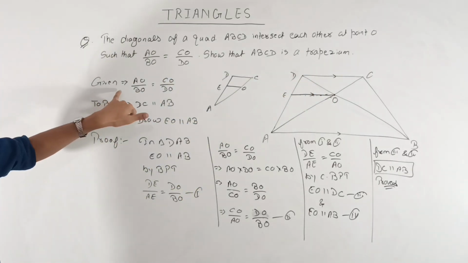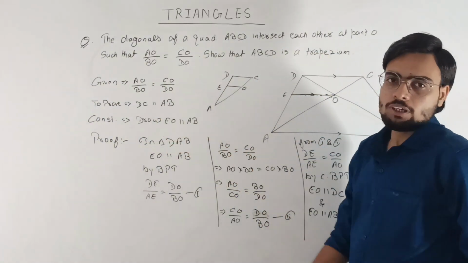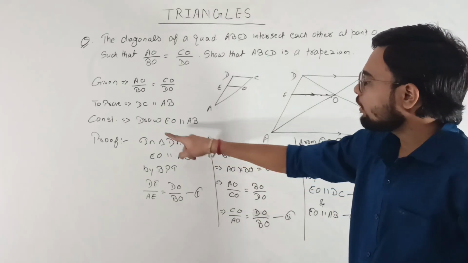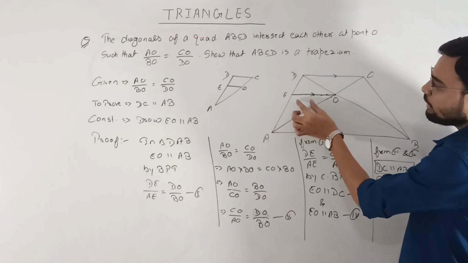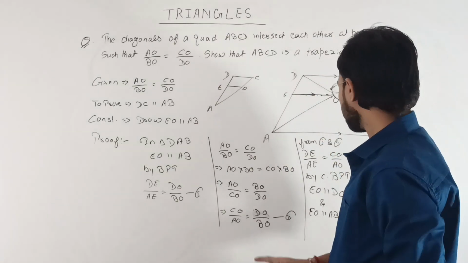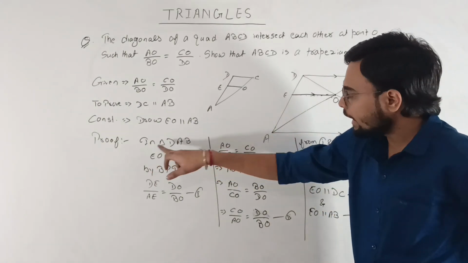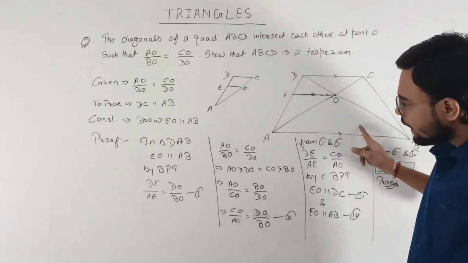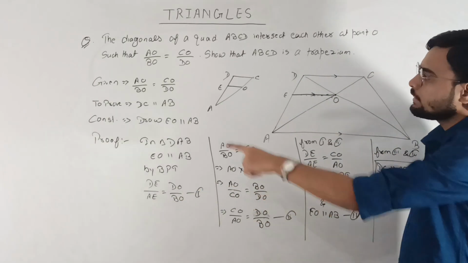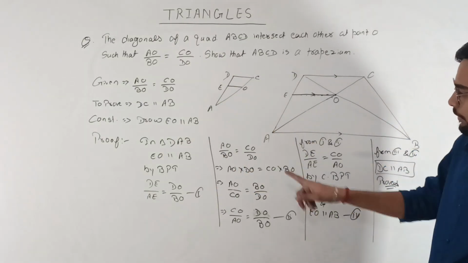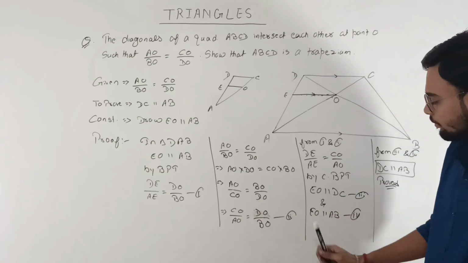Now look, first I write what is given, that is AO upon BO is equal to CO upon DO. We have to prove that DC is parallel to AB. So for this, first I draw one construction, which is EO parallel to AB. Then in triangle DAB, by BPT, I write DE upon AE is equal to DO upon BO. Then this is given: AO upon BO is equal to CO upon DO. First I do cross multiplication, then I take the reciprocal, then I get CO upon AO is equal to DO upon BO. This is my equation second.